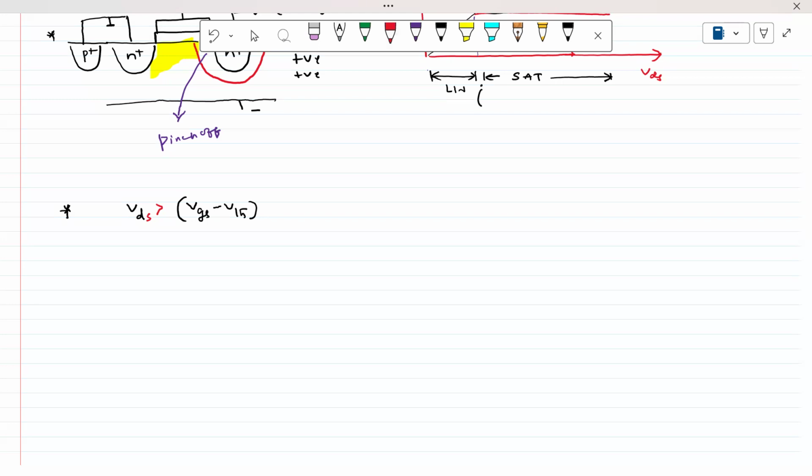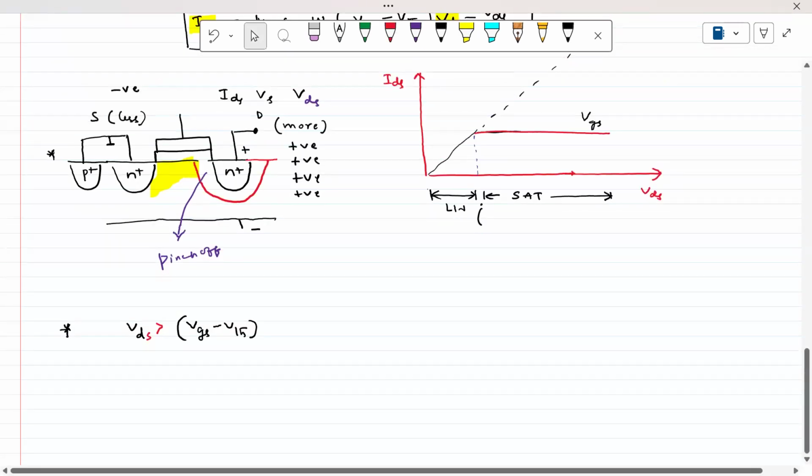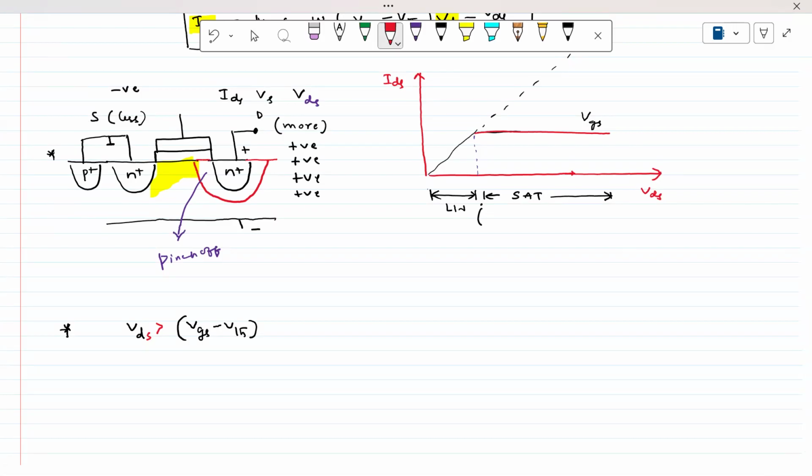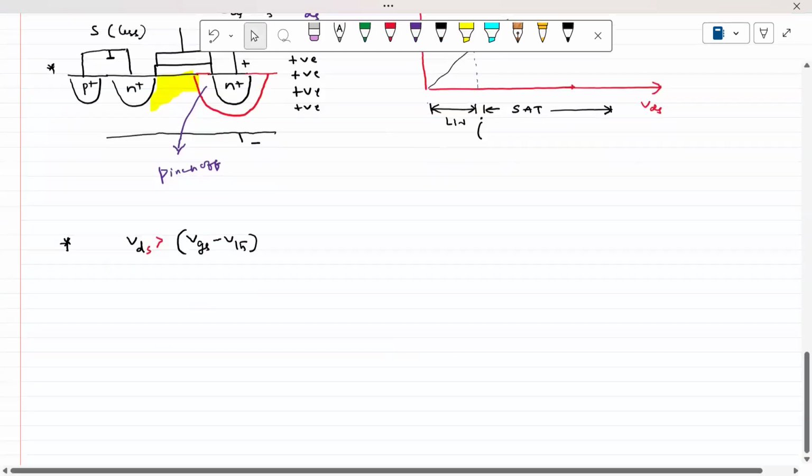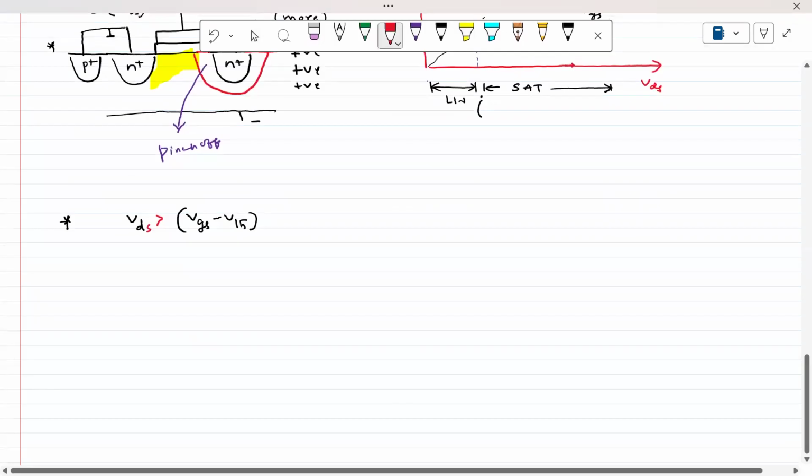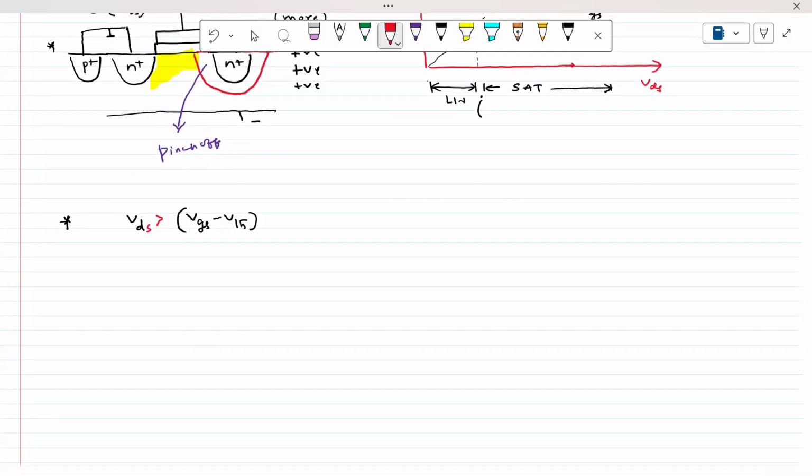So look at this point. What is the condition for creating a channel? VGS must be greater than VTH, right? If it is less than VTH, what will happen? It won't happen. So look at this point. Here, what is happening? The drain potential is more and more at the drain side.